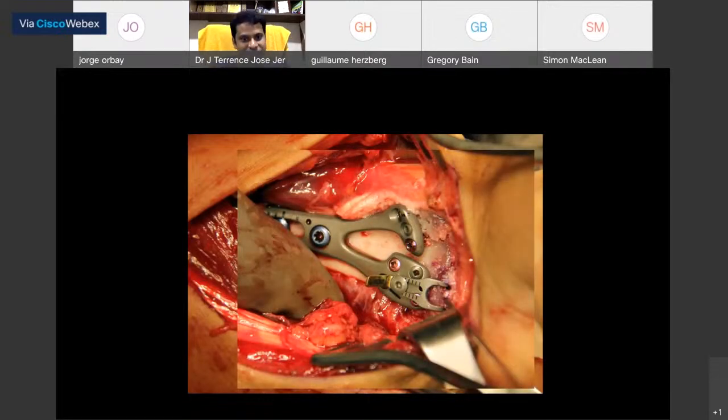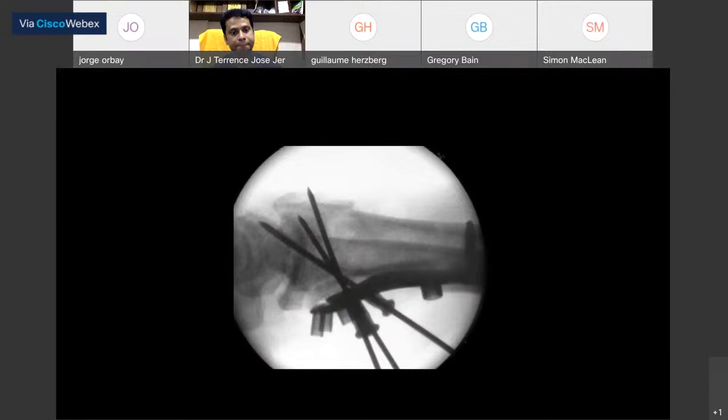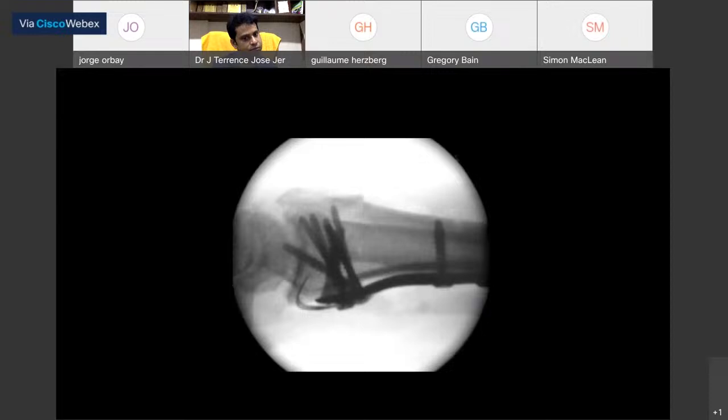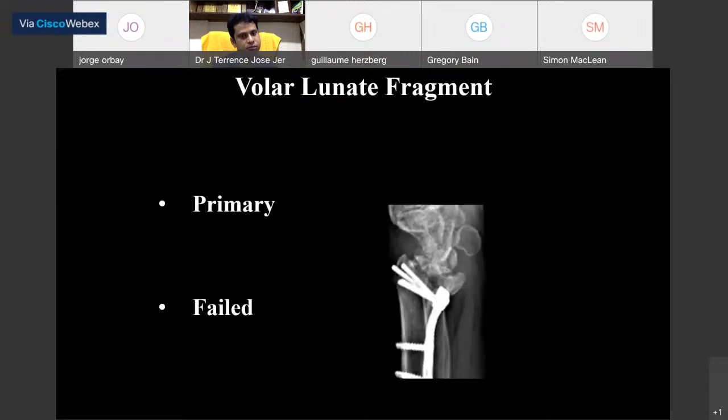Now we have the hook plate, which is, if you may, a fragment-specific extension of the volar plate. Here is the lateral view in fluoroscopy when we are providing temporary fixed angle fixation by means of K-wires. Notice that the fracture is just at the distal edge of the plate. The solution is a hook plate, and it's a very stable form of fixation.